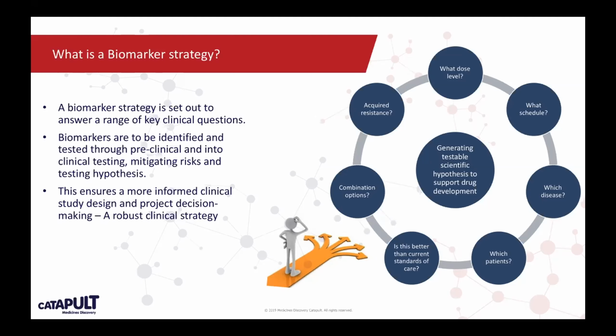And then thinking about things like acquired resistance. If you were to treat a patient long-term with a drug, how do you know that that patient's not going to acquire a resistance to that drug? And if that's the case, what's the mechanism? Is there a way to develop another drug that you could use as a backup once those patients have relapsed? So by having a strategy and understanding those key questions, you're able to go back into the preclinical setting and work through how you can test that in the clinic to mitigate some of those risks, and actually then have a very robust clinical strategy moving forward.